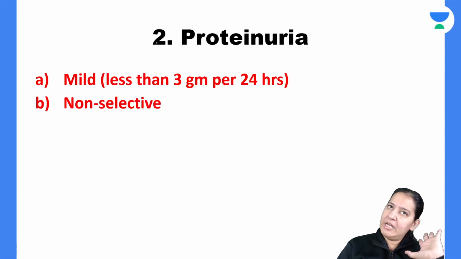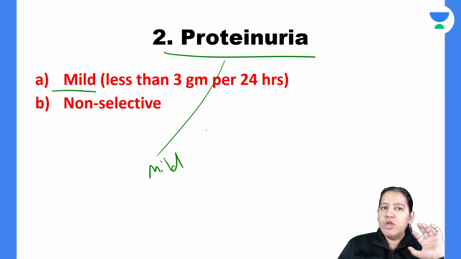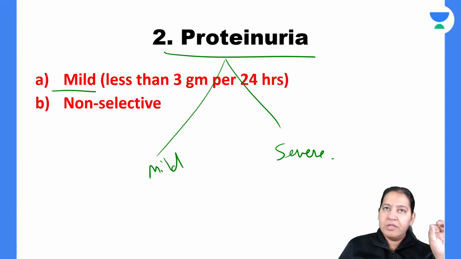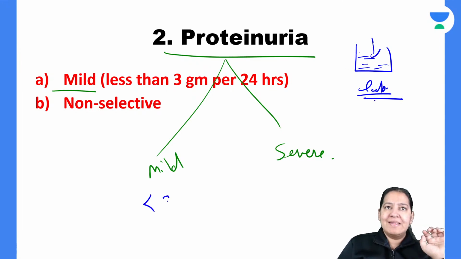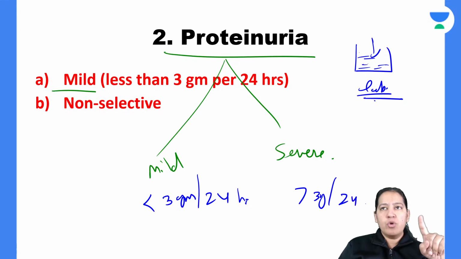Please understand. Proteinuria is also there, but proteinuria is mild. It is not very severe. Small amount of protein. When will you call proteinuria as mild and when will you call proteinuria as severe, what are the guidelines? When the patient will give the urine in a container in the laboratory for testing, in the laboratory, the people will see how much protein is present. If the protein is less than 3 gram per 24-hour urine, or it is more than 3 gram per 24-hour urine.